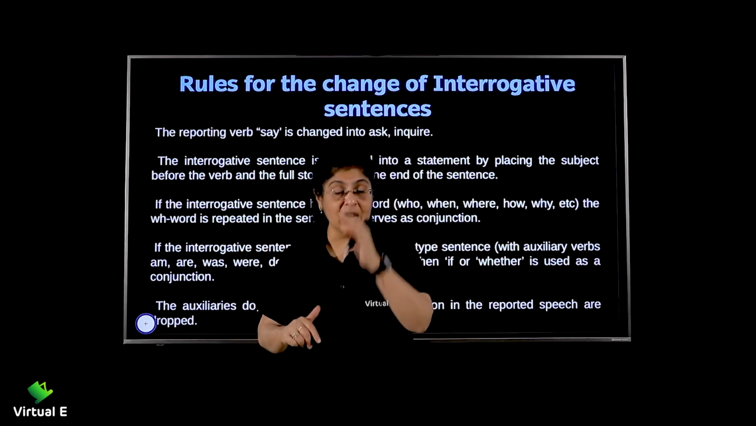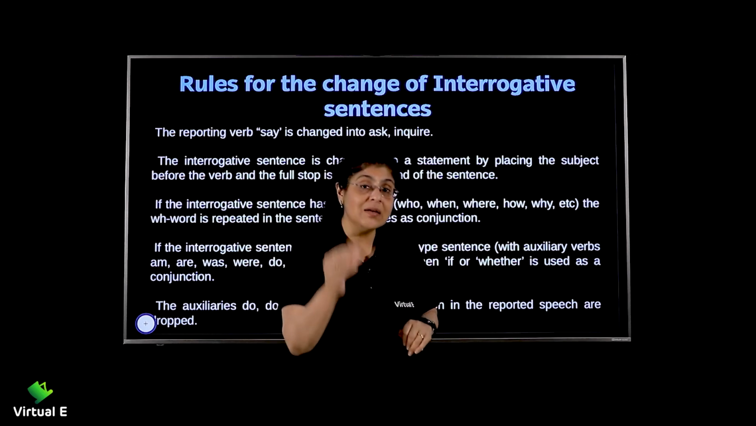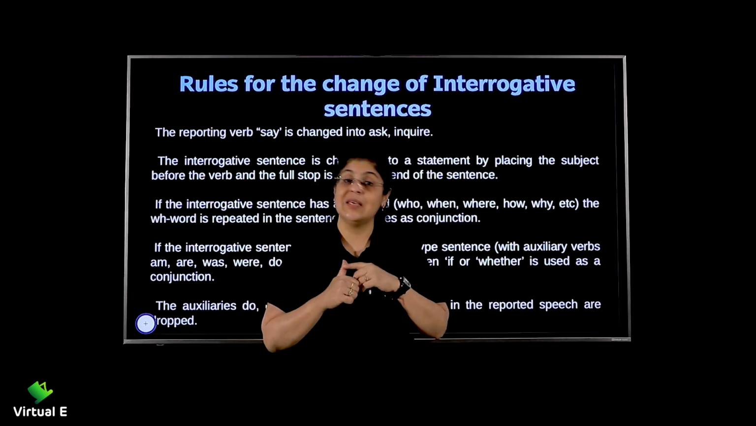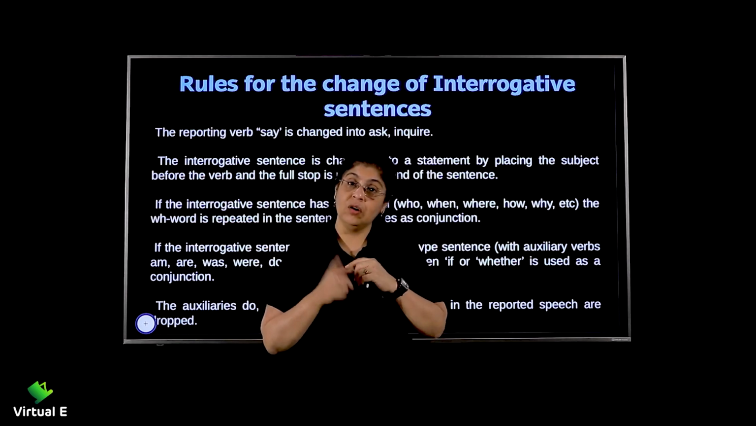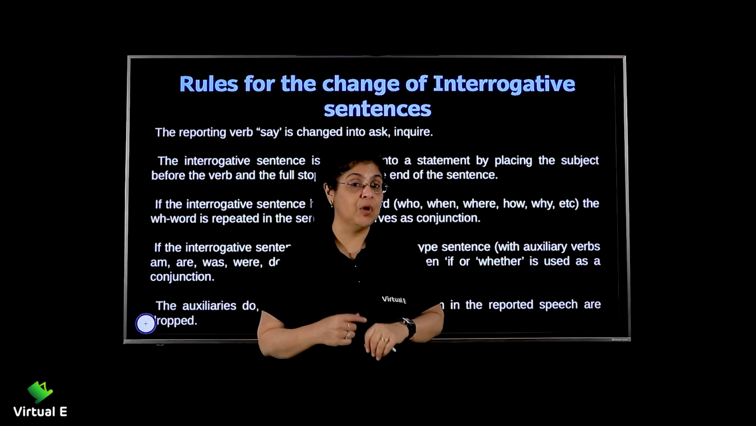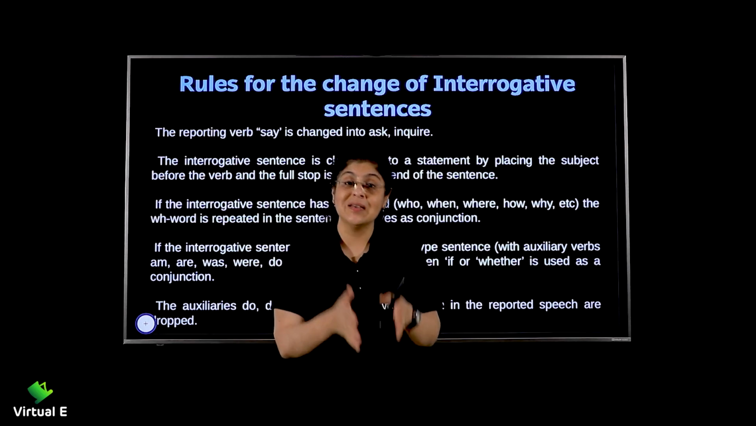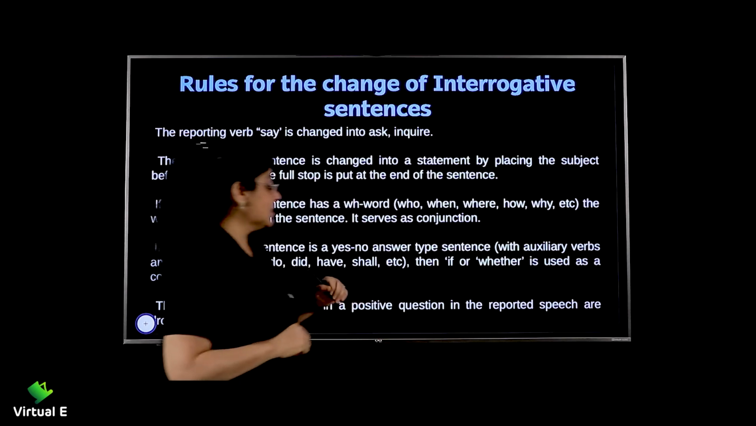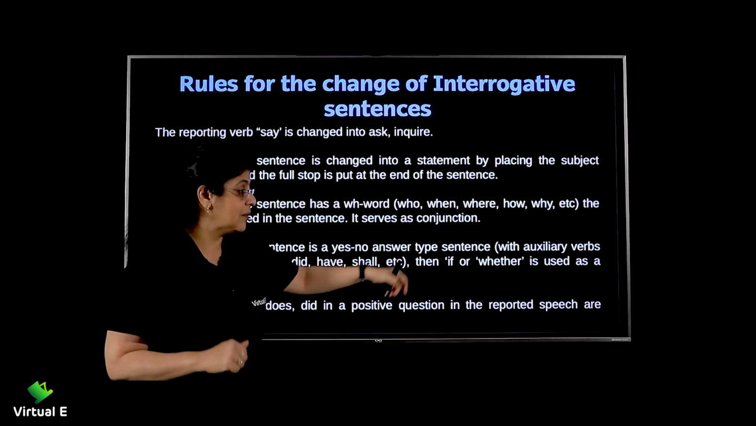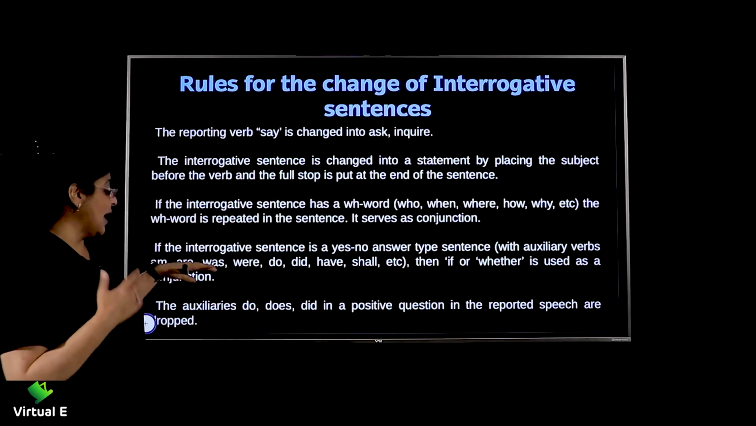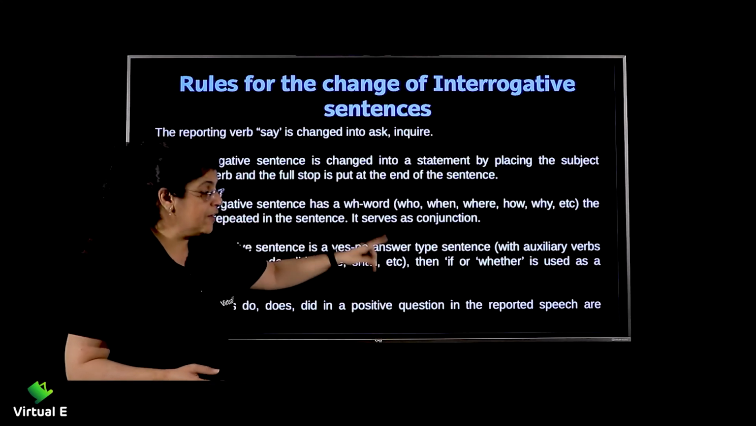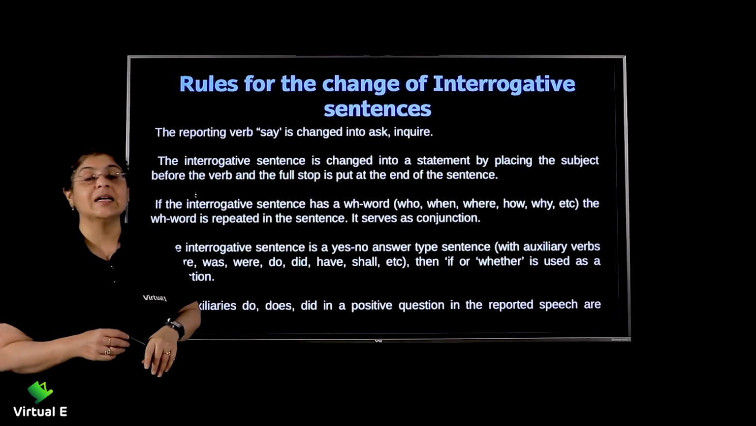Now, if I ask you another question, are you understanding reported speech? Your answer will either be a yes or a no. If it's a no, watch the video again. But I'm sure it's a yes. And your answer will be either a yes or a no. In that case, what happens? So, if the interrogative sentence is a yes-no answer type sentence with auxiliary verbs am, are, was, were, do, did, have, shall, etc., then if or whether is used as a conjunction.